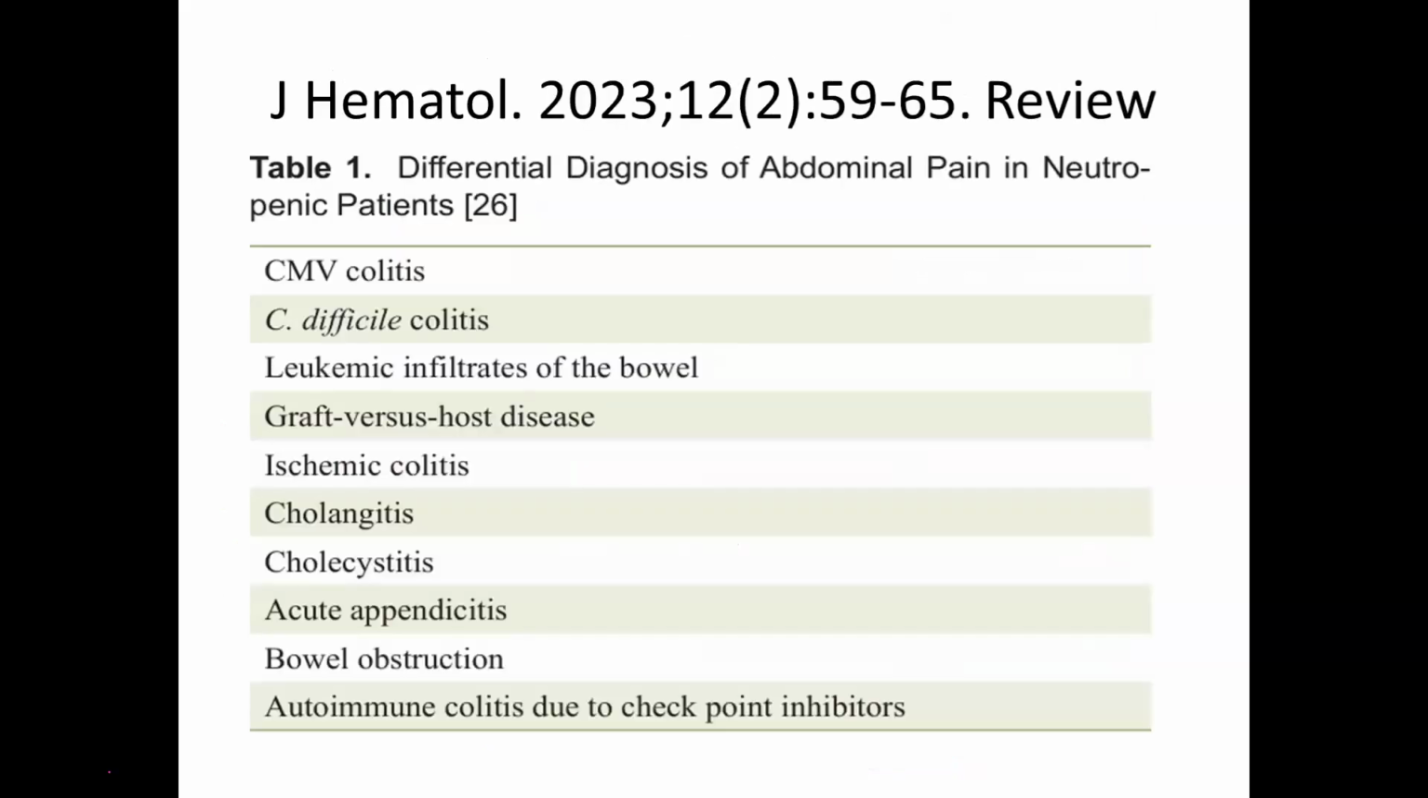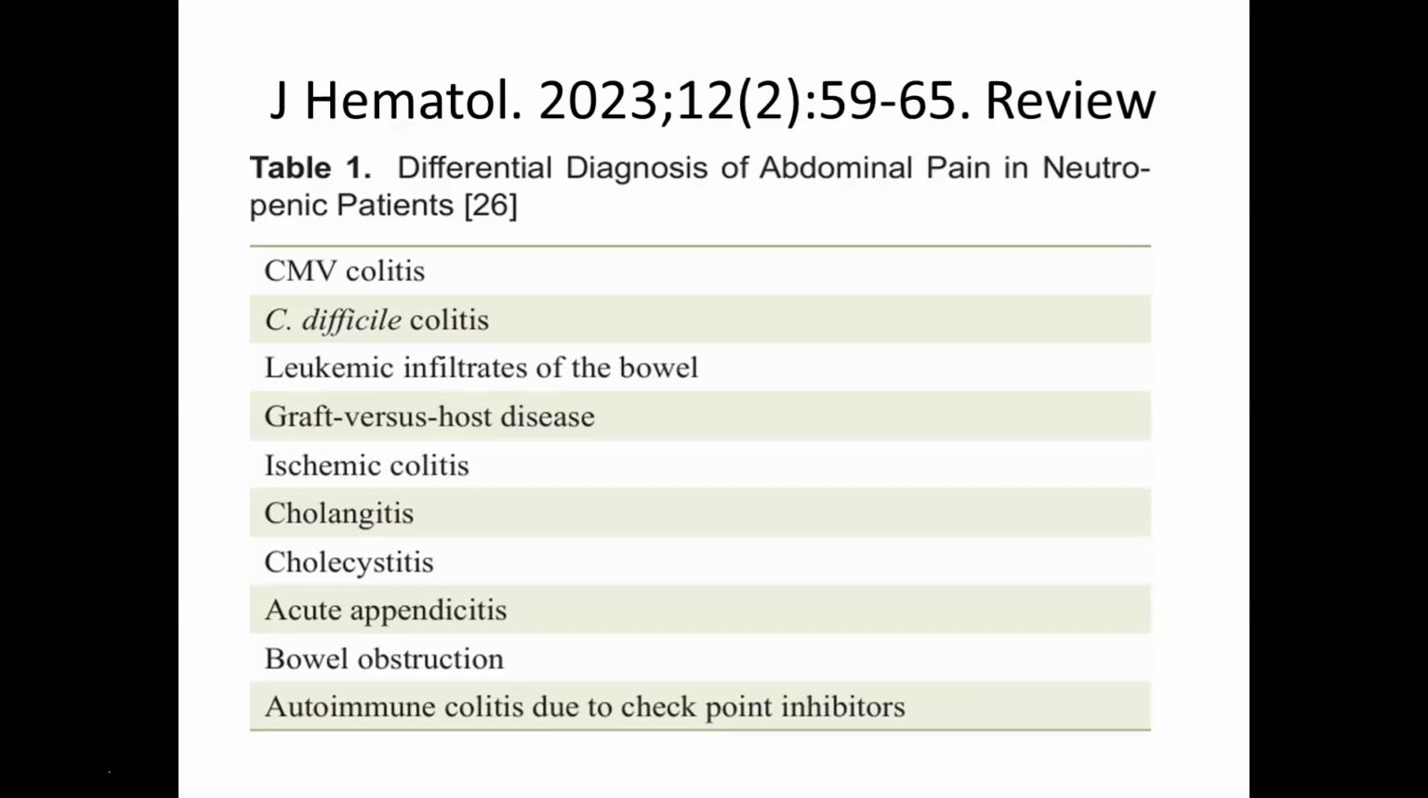Differential diagnosis of abdominal pain in neutropenic patients: CMV colitis, Clostridium difficile colitis, leukemic infiltrates of the bowel, GVHD involving the gut, ischemic colitis, cholangitis, cholecystitis, acute appendicitis, bowel obstruction, and autoimmune colitis from the use of checkpoint inhibitors. I think checkpoint inhibitors are rarely used in our scenario, but it should be included in the history. There have been some reports.